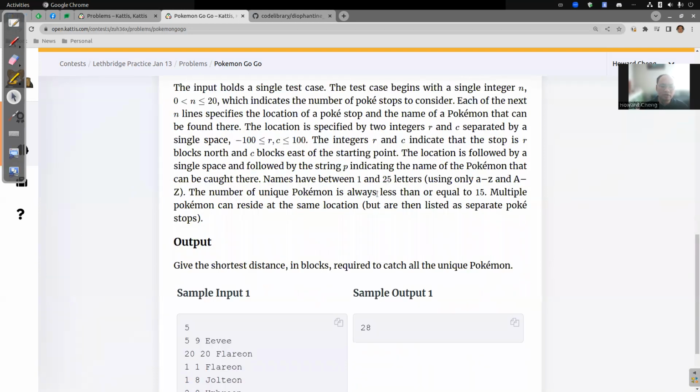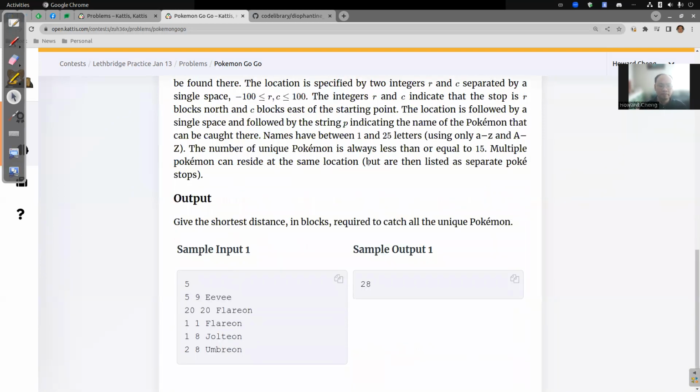The number of unique Pokemon is always less than or equal to 15. So even though you have up to 20 stops, you don't have 20 different Pokemon. You only have up to 15. Multiple Pokemon can reside at the same location, but are then listed as separate Pokestops. Find the shortest distance in blocks required to catch all the unique Pokemon.